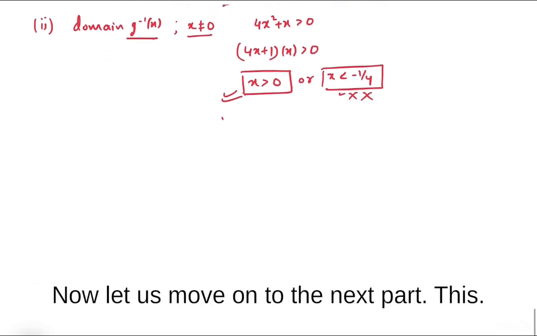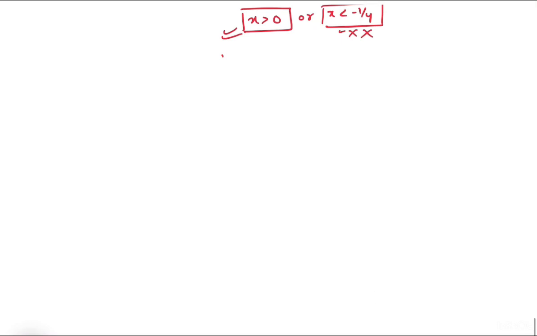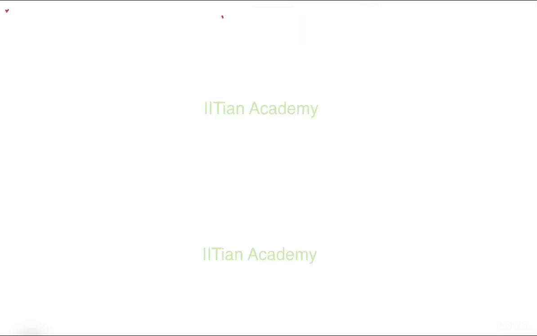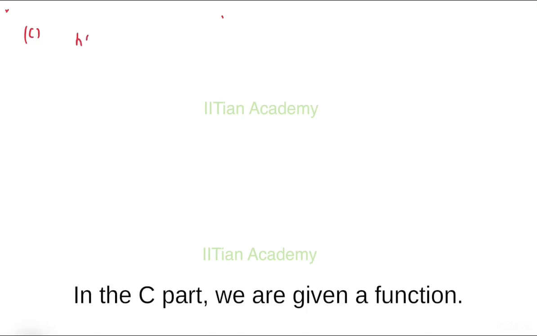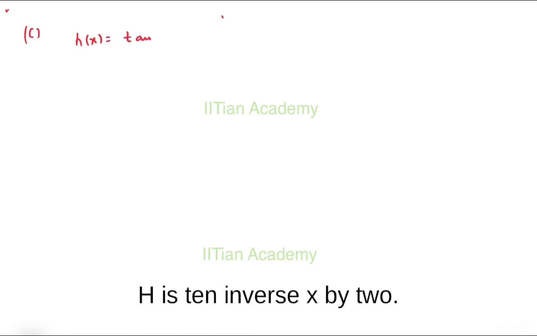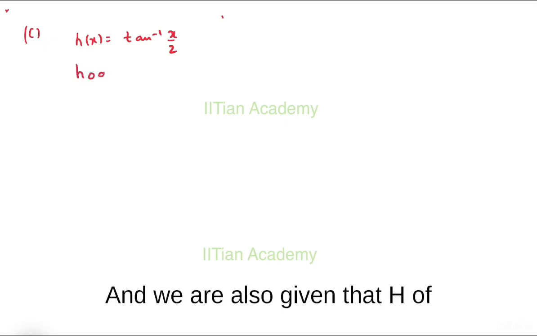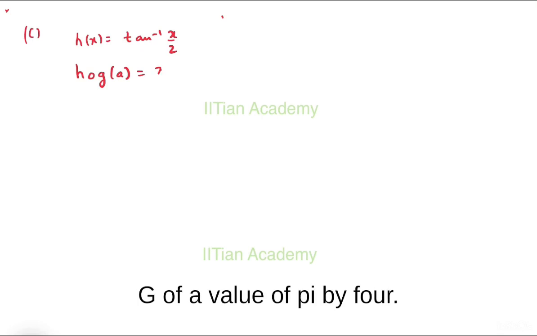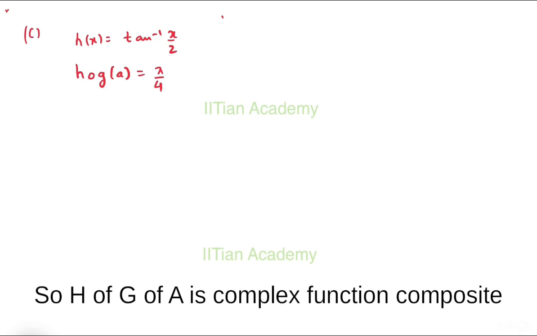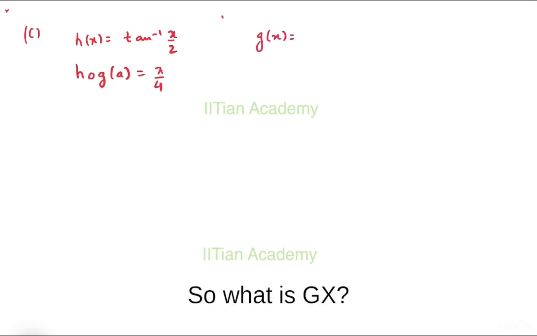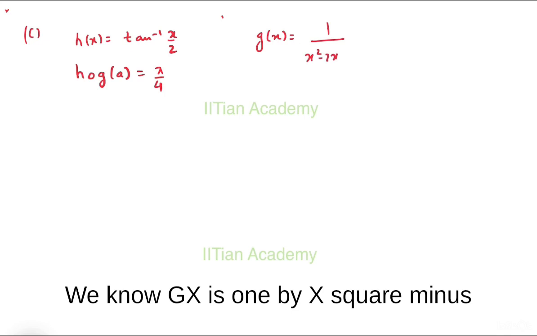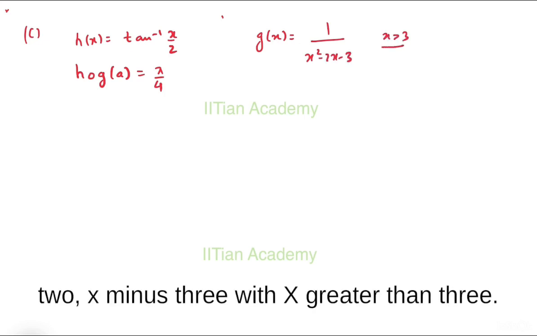Now let us move on to the C part. In the C part, we are given a function h which is tan inverse x by 2, and we are also given that h of g of a has the value of pi by 4. So h of g of a is a composite function. We have to find the value of a. So what is g x? We know g x is 1 by x square minus 2x minus 3 with x greater than 3.